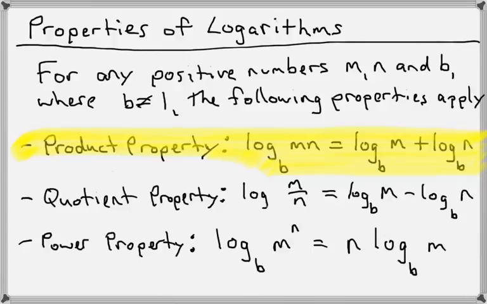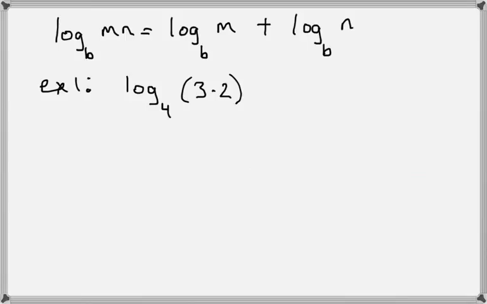We are going to be going from a single log into the two logs, into the addition of two logs. So this is our expanding. So if we look at our first example, at the top of the screen I have the product property written down just to help us remember it.